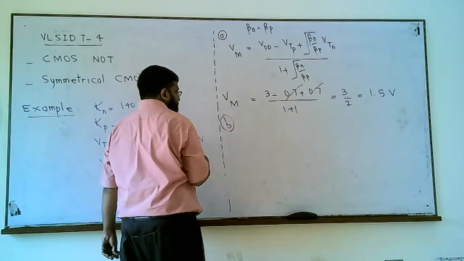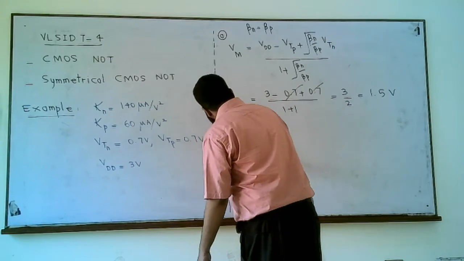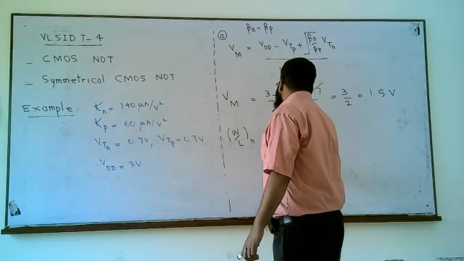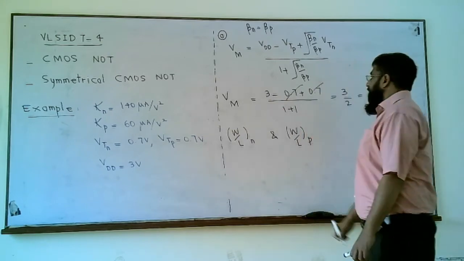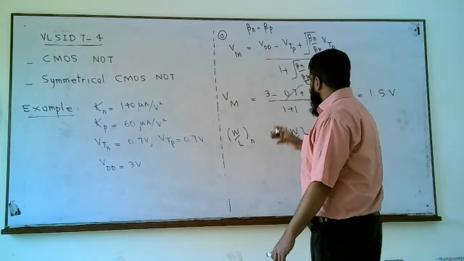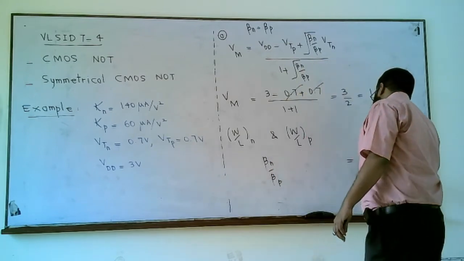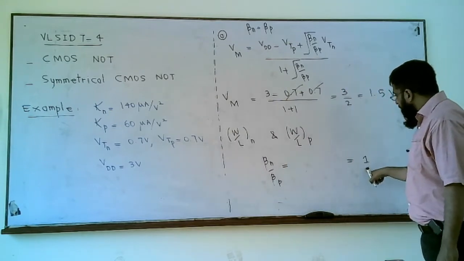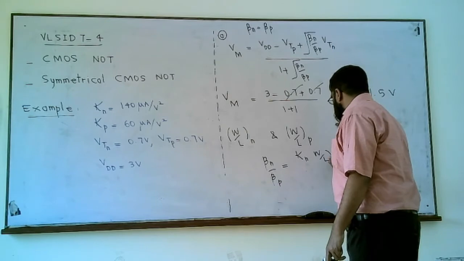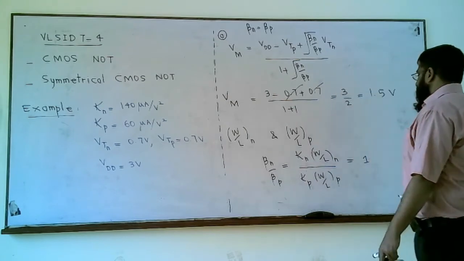Next part is that now we insist that we want the aspect ratio of... don't rush to the next part. If we have Vm, we also have to find the aspect ratio of n and the aspect ratio of p, and then we'll go to part B. Let's find the aspect ratio of p and the aspect ratio of n in part A when beta n is equal to beta p. This means beta n over beta p is equal to 1. I want to write beta n equal to kappa n times the aspect ratio of n, and beta p equal to kappa p times the aspect ratio of p. So this ratio is 1.